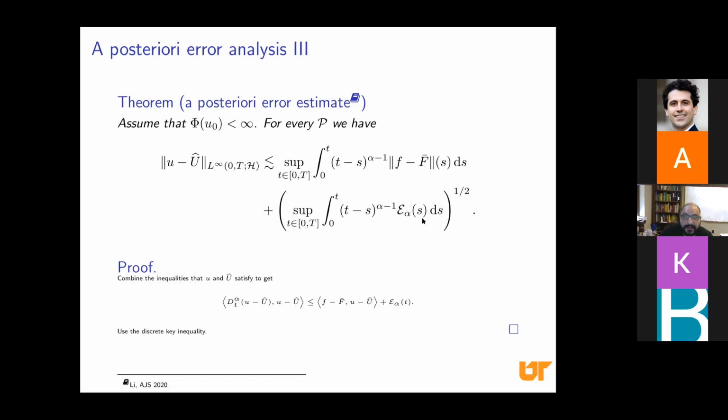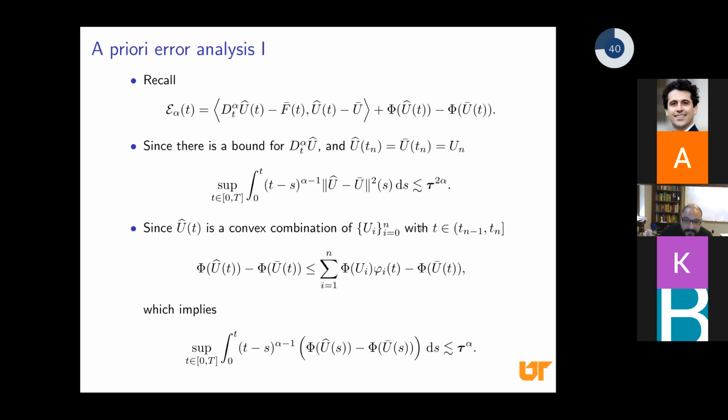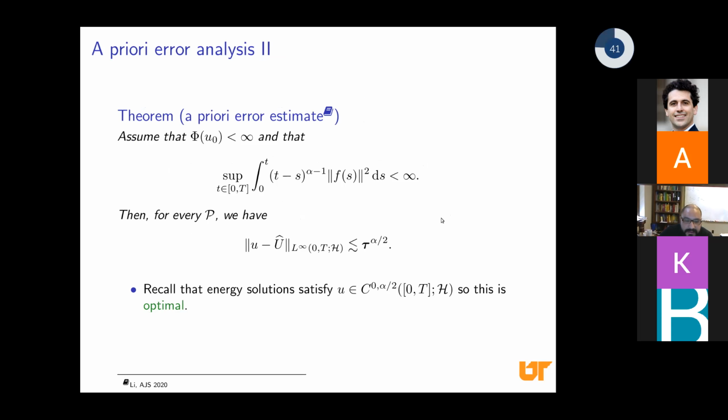From this a posteriori error estimate, we can also get an a priori one. So let me skip some details. We just mention that, once again, we need to use the fact that this U hat is a convex combination of nodal values to get an a priori estimate of the form that no matter what partition I use, I can get an error of order the maximal time step to the power alpha over 2. If you recall, we also showed that energy solutions were Hölder continuous of order alpha over 2. So this error estimate is optimal in the sense of the regularity that we have.